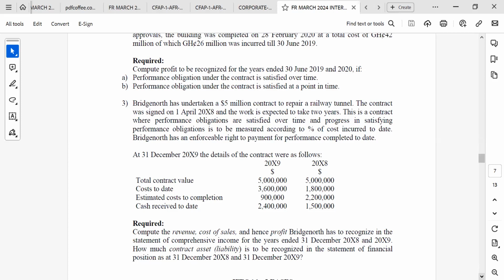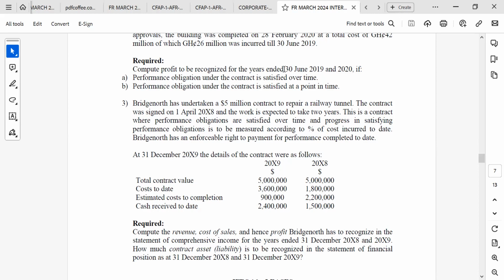Output? They're using input. Whenever they say they are measuring the performance as a percentage of the cost incurred to date, it means that we take the cost incurred out of the total cost to complete the contract. So we take them one by one.